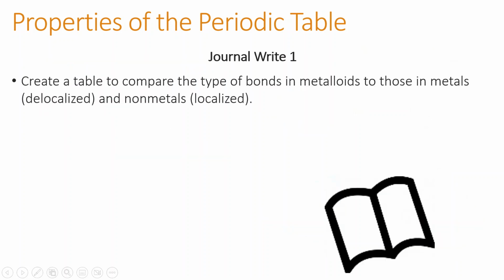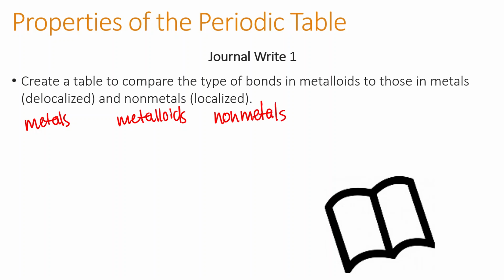So you're going to go ahead and complete Journal Write 1. You're going to create a table to compare the type of bonds in metalloids to those in metals and nonmetals. So you might want to create like a 3-column table here. You can put your metals, your metalloids, and your nonmetals. And we need to explain these differences in terms of localized versus delocalized bonding.